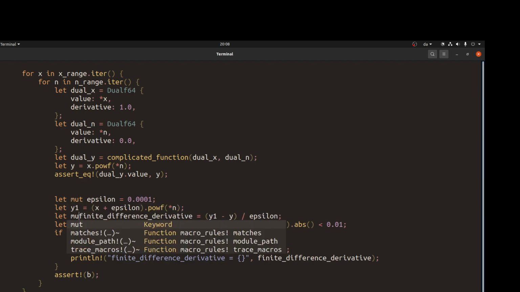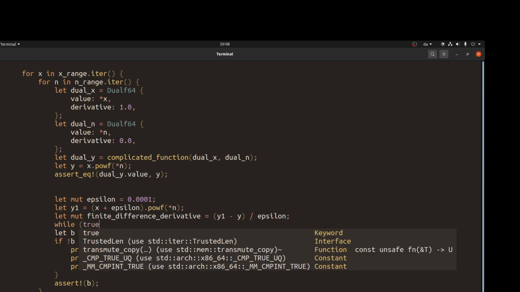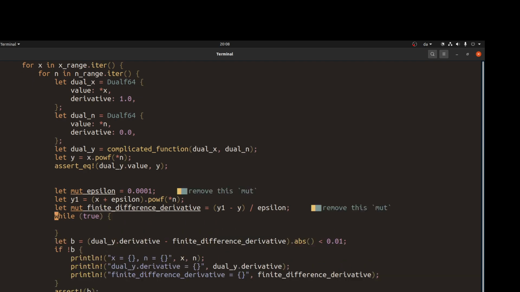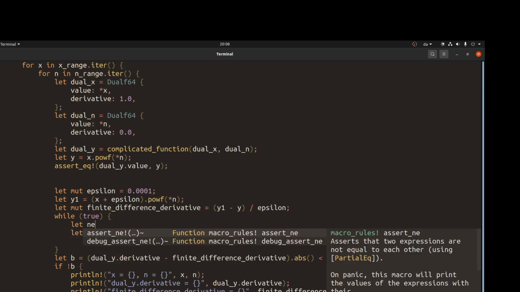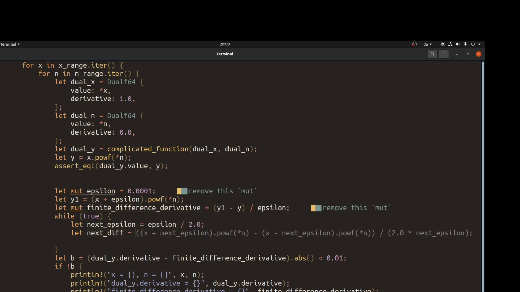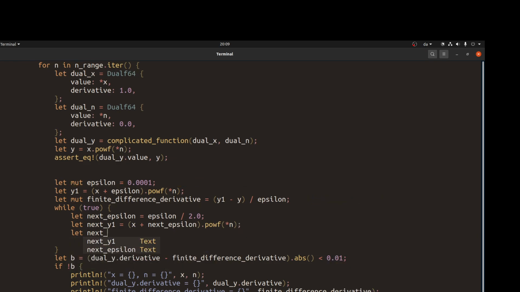So perhaps we need to do something like this. While true. So let's say next diff is, well, so next epsilon, that can be epsilon divided by 2. Then we can say the next y1 is that thing, and the next diff is that.